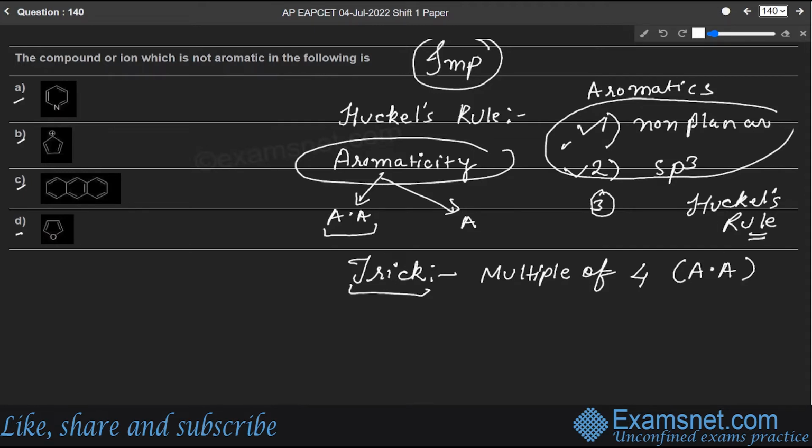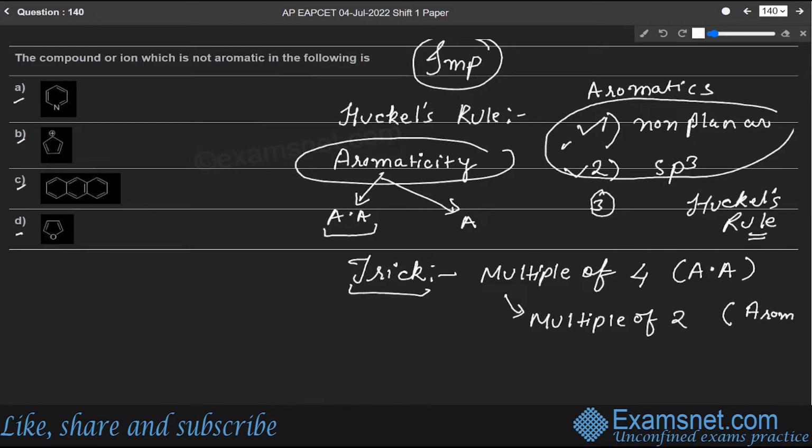And if it is a multiple of 2, or you can say other than 4, then that particular compound is aromatic. My bad.